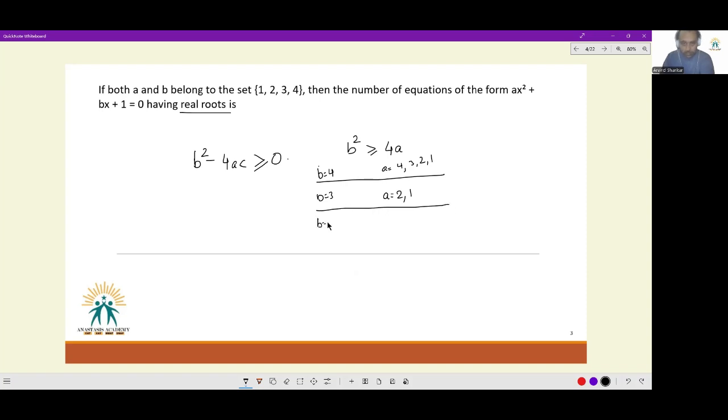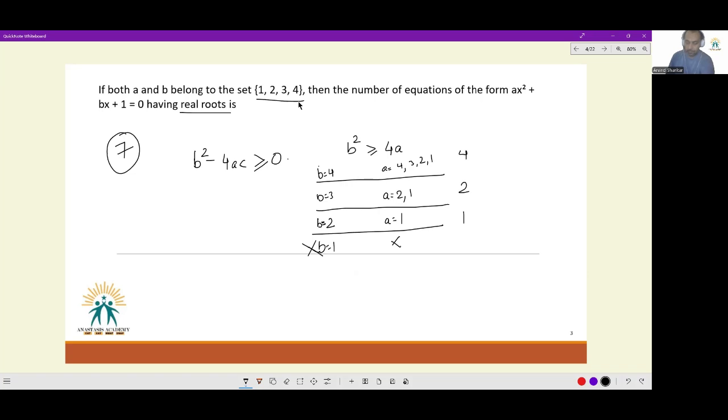How about when b is equal to 2? When b is equal to 2, b square is 4. 4 into 4 wouldn't work, 4 into 3 wouldn't work, 4 into 2 wouldn't work, 4 into 1 would work. A equal to 1 can work. And when b is equal to 1, we will not get an acceptable value of a at all. So there is no case here. So we get 4 cases from here, 2 cases from here, 1 case from here. Altogether, we get 7 equations that will have real roots if a and b both belong to this set of 1, 2, 3, 4.